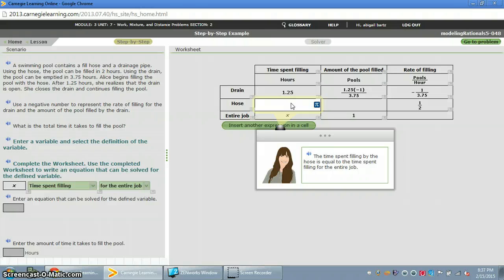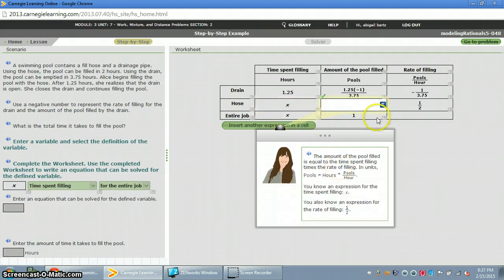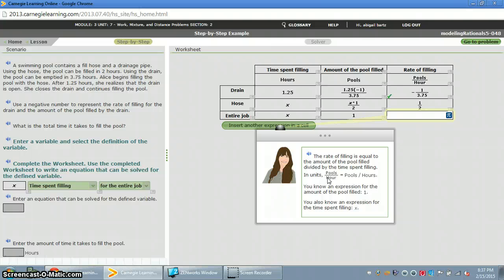The next question is the time spent filling with the hose. Well, the hose is running the entire job, so that's why they tell you it's spent the same amount of time. And now again, when it talks about the amount filled, it's how long are you filling it, x, times the rate. So times 1 divided by 2. And then the last piece, how do you know what the rate is for filling? Well, it's 1 pool in x hours.